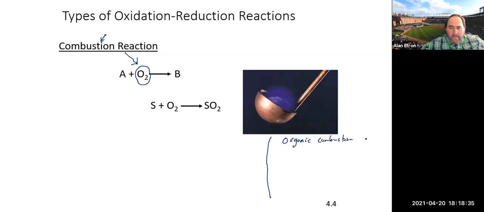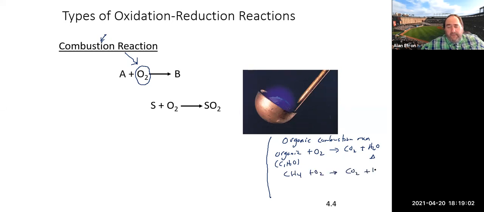And that's when you take an organic compound, that's basically carbons, hydrogens, oxygens, plus our O2, making CO2 plus some water. And that obviously makes heat and flame and stuff like that, like methane, propane, butane, all those kind of things. So for example, CH4 plus some O2 makes CO2 plus some water.